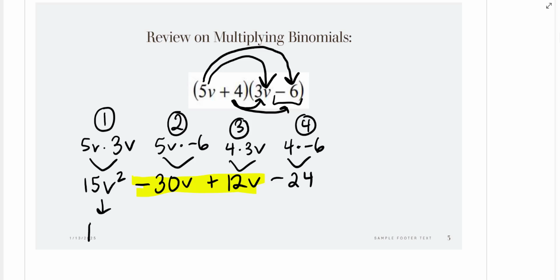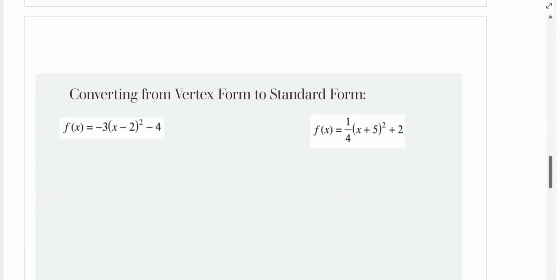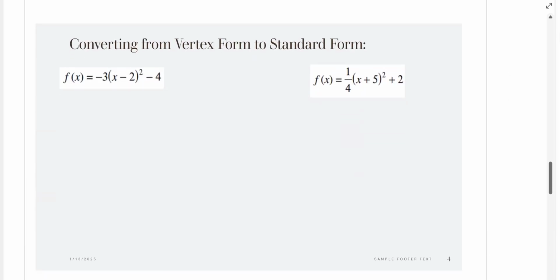So this comes down, 15v squared. We're going to combine these, which is negative 18v. And then this one we just pull down. And that is how you multiply binomials. Again, this is from Algebra 1. It's an important skill to know because we use it in this unit. So we're going to use it here when we're converting from Vertex form to standard form.